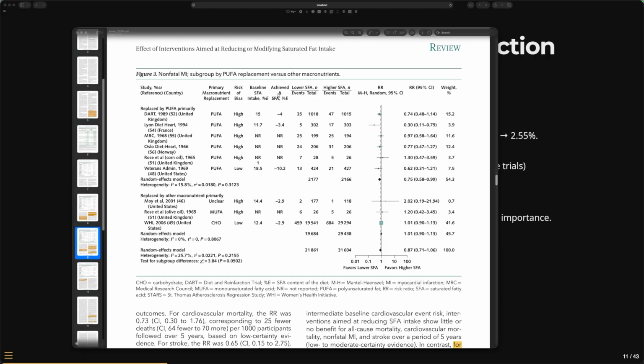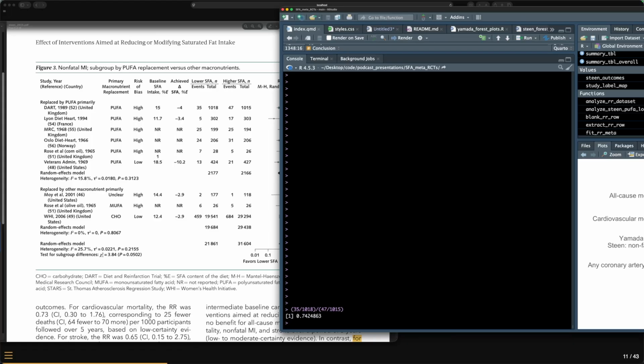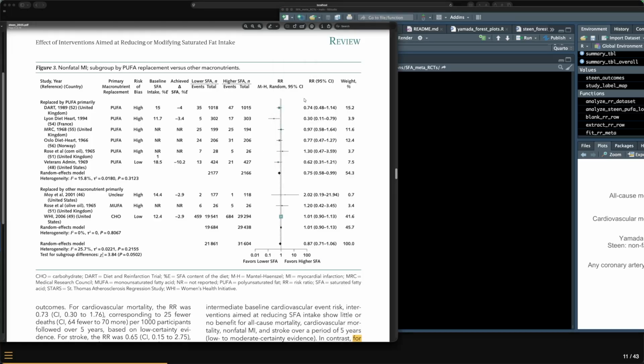Okay. Like heart attack. If you want to create this risk ratio for just the first one, all you do is 35 over 1018, and you divide that by 47 over 1015. That comes out to 0.74, which is 74%, which is what we get here. Yeah. So that's the relative risk or risk ratio. And if you wanted to say that in English, it would be the lower saturated fat group had 26% less heart attacks, non-fatal, than the control group.